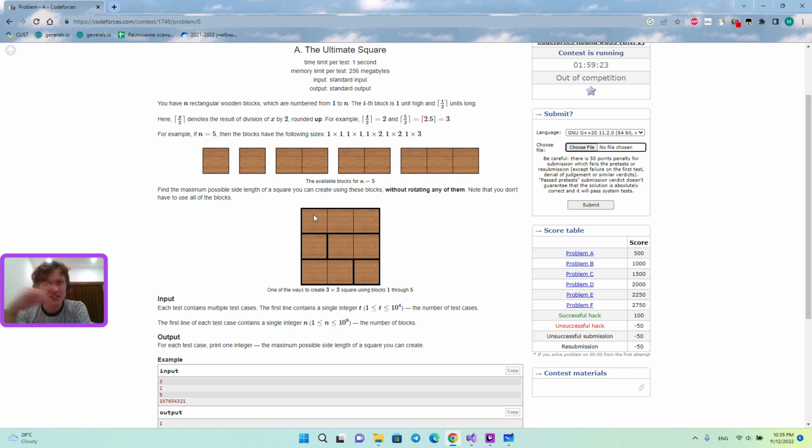So we do not want to rotate these blocks. We want to make a square using these blocks.